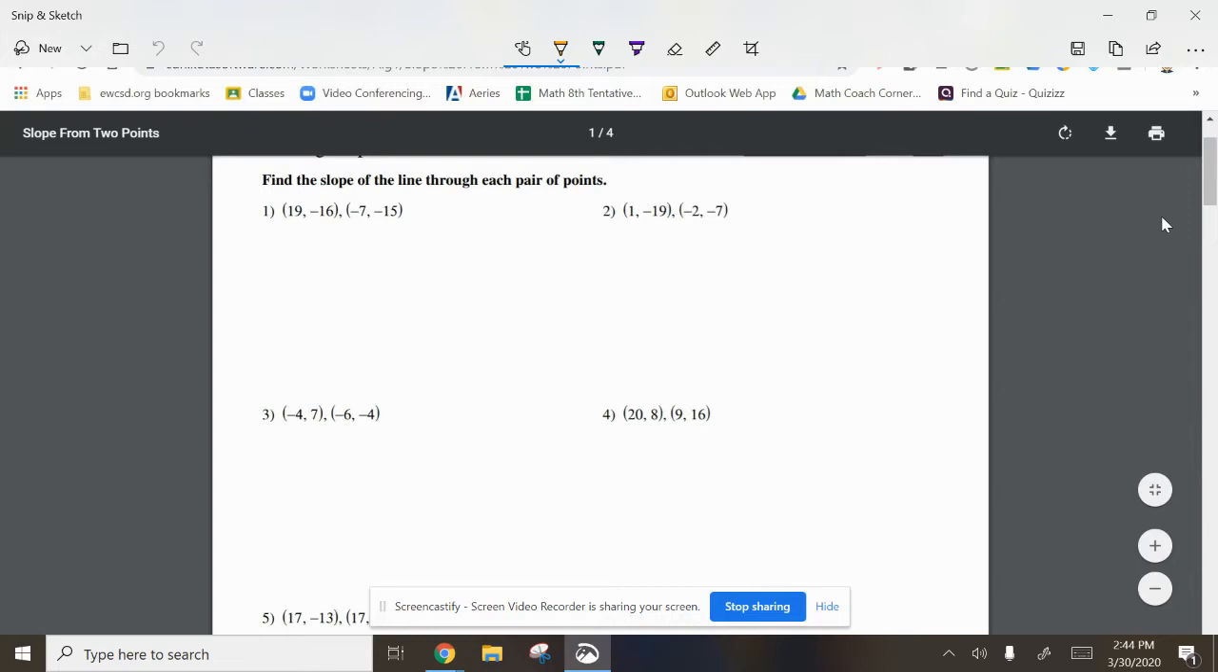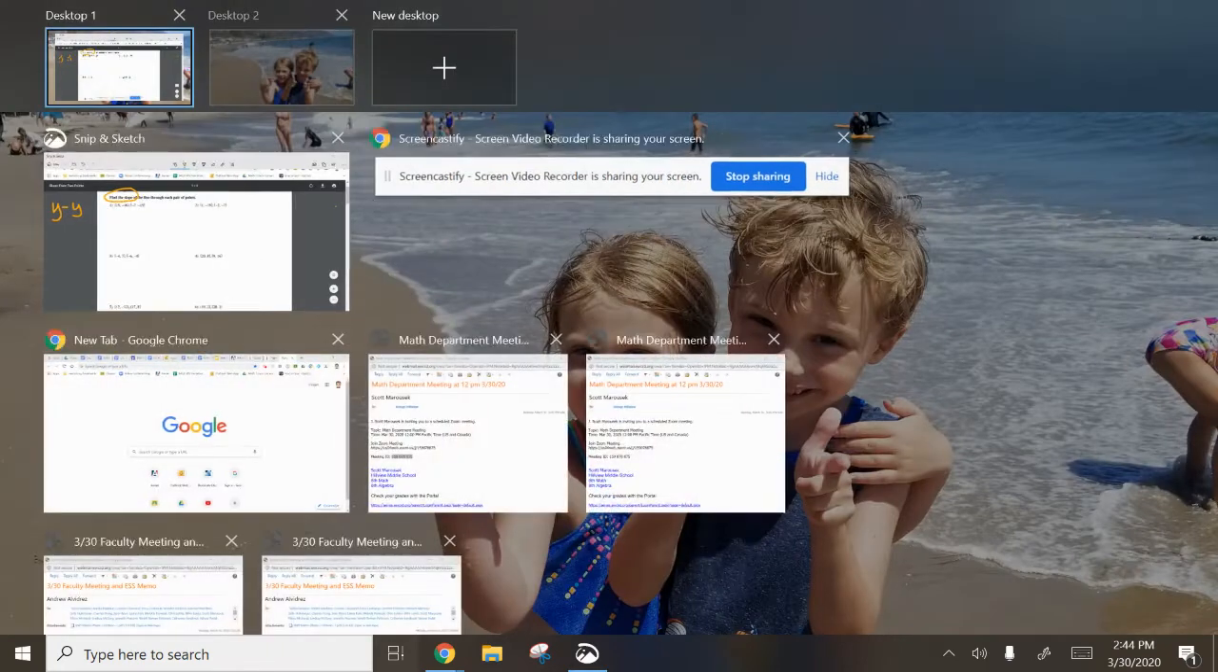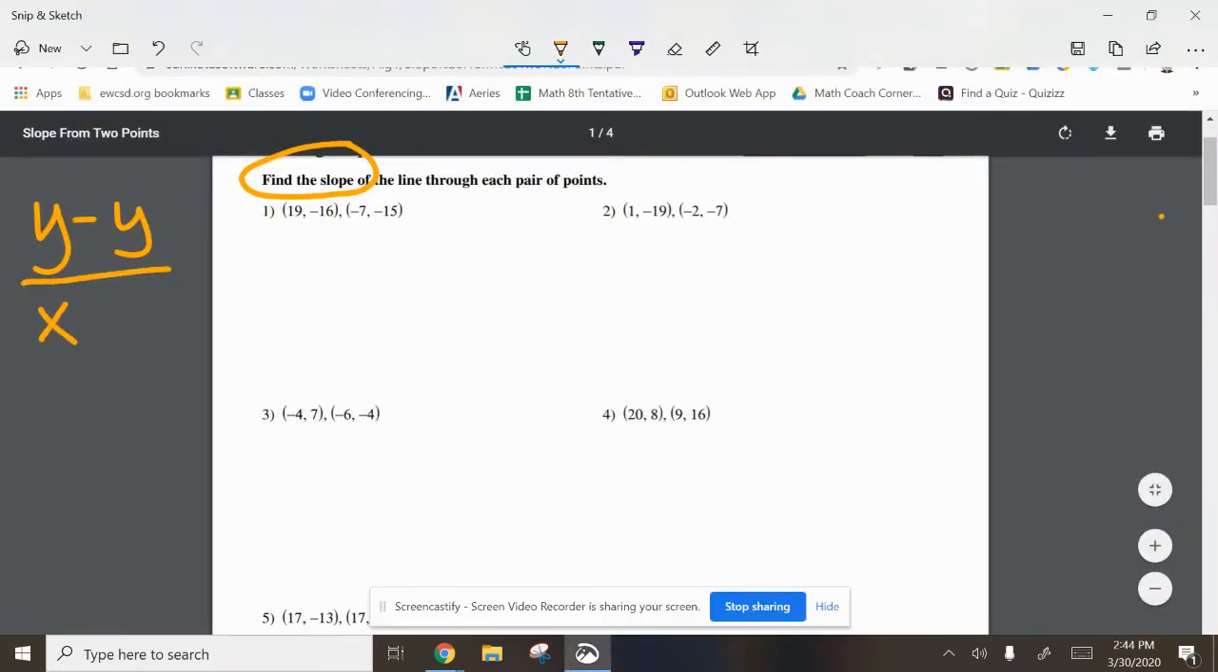But for me, I want you to go ahead and look at what we're going over today. Find the slope of the line through 2 points. I don't know if you remember, this is like first unit. We're going to go over the slope formula, y minus y over x minus x. And that actually equals the slope. We also call the slope the m at times too. That's going to give you the slope, y minus y over x minus x.